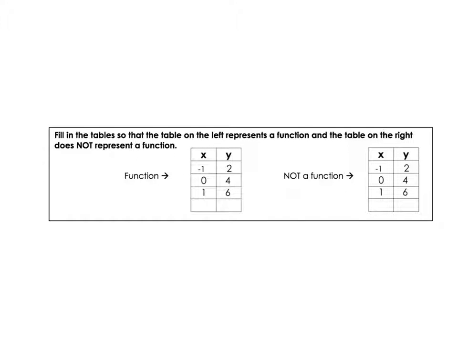So this one says to fill in the table so that the table on the left is a function and the one on the right is not a function. For the one on the left, I can put any number here. I'm going to put a 3. Any number that's not already used in the domain, and it does not matter what the y value is. To make this one not a function, I'm going to reuse any value from the domain. I'm going to reuse the -1, and I'm going to make it also go to 7. So since -1 goes to 2 and 7, it's not a function.